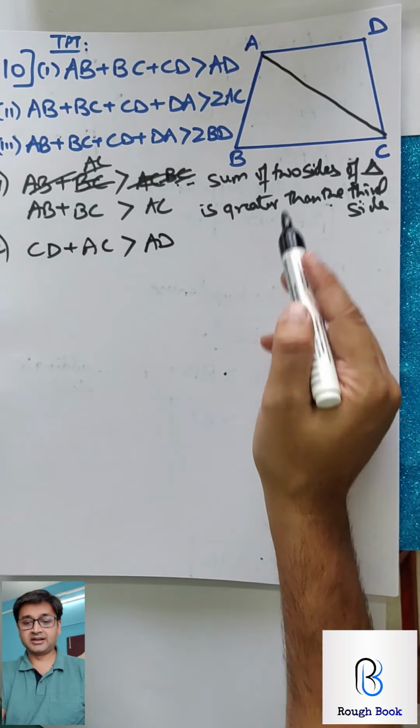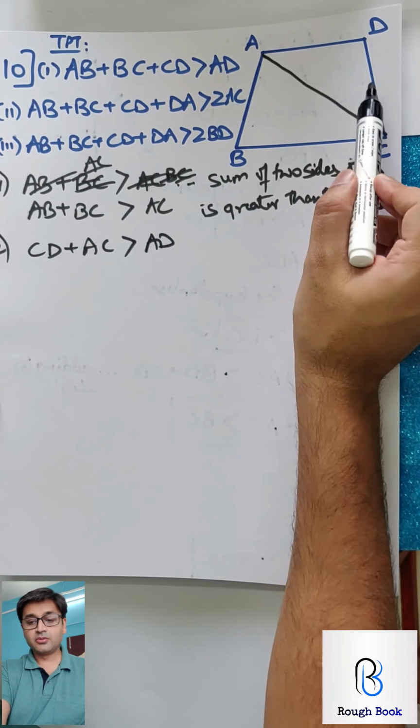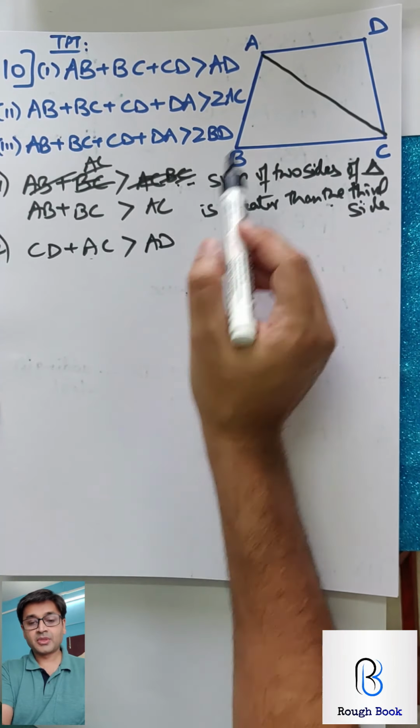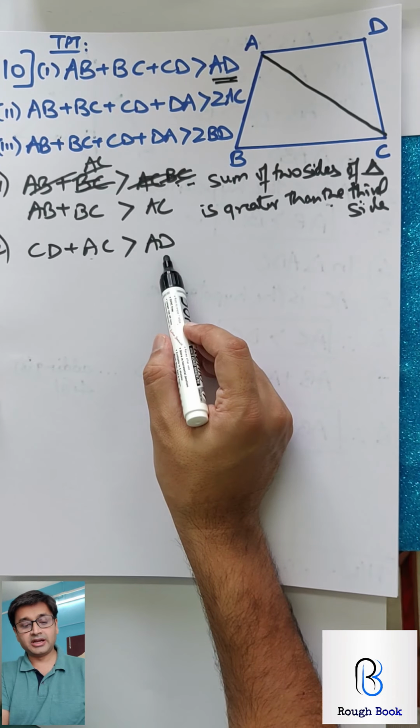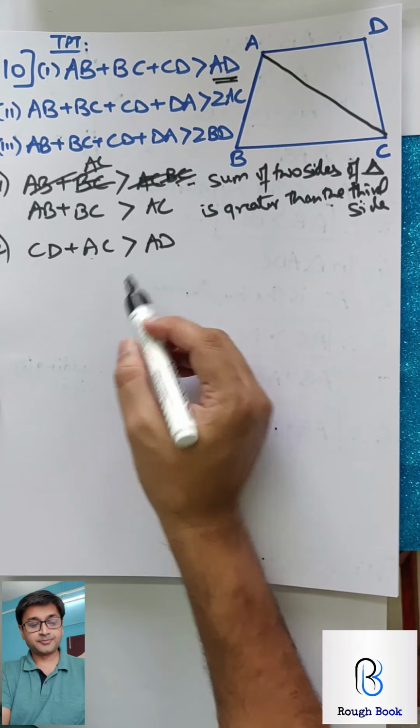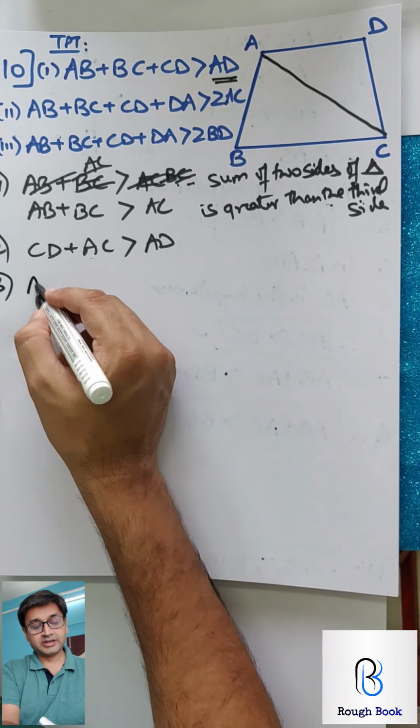See, we change the stand. This time we are not taking these two sides. We are taking CD and AC together and we are putting AD aside. Why? Because AD is what I need. So I am putting AD all alone. Are you getting it? Now if I add 1 and 2, let's see what happens.